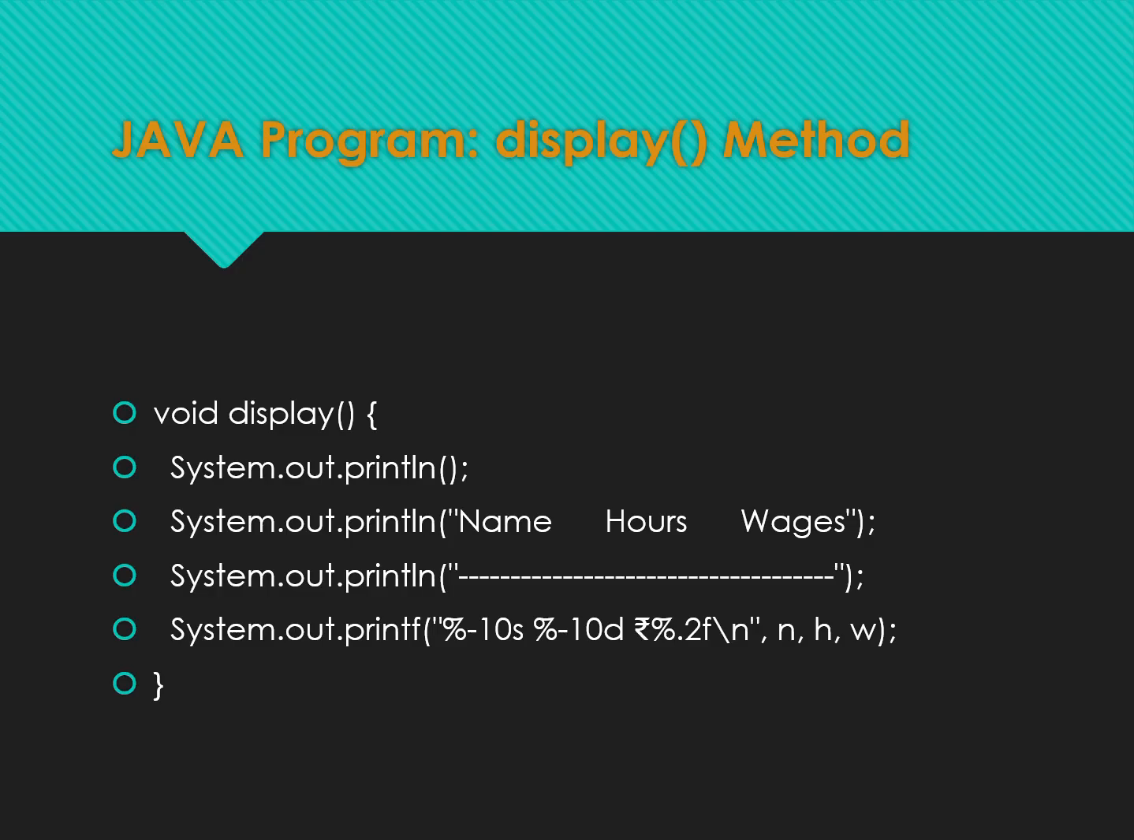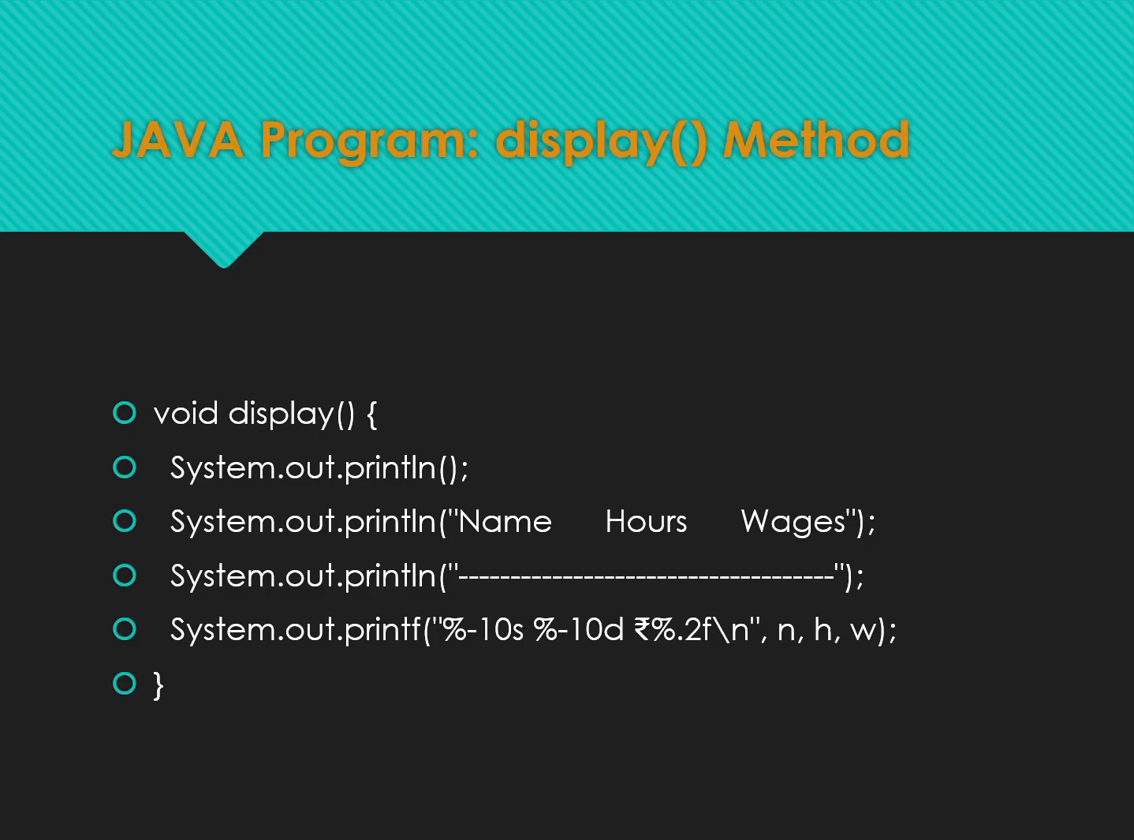Let's now go over the display method. This is the final step in the program, where we output the results after calculating the wage. The method starts with a simple empty println to create a space before the output. Then, we print the headings, name, hours, and wages, clearly showing what each column represents. The dashed line below the headings improves readability and separates the title row from the data.